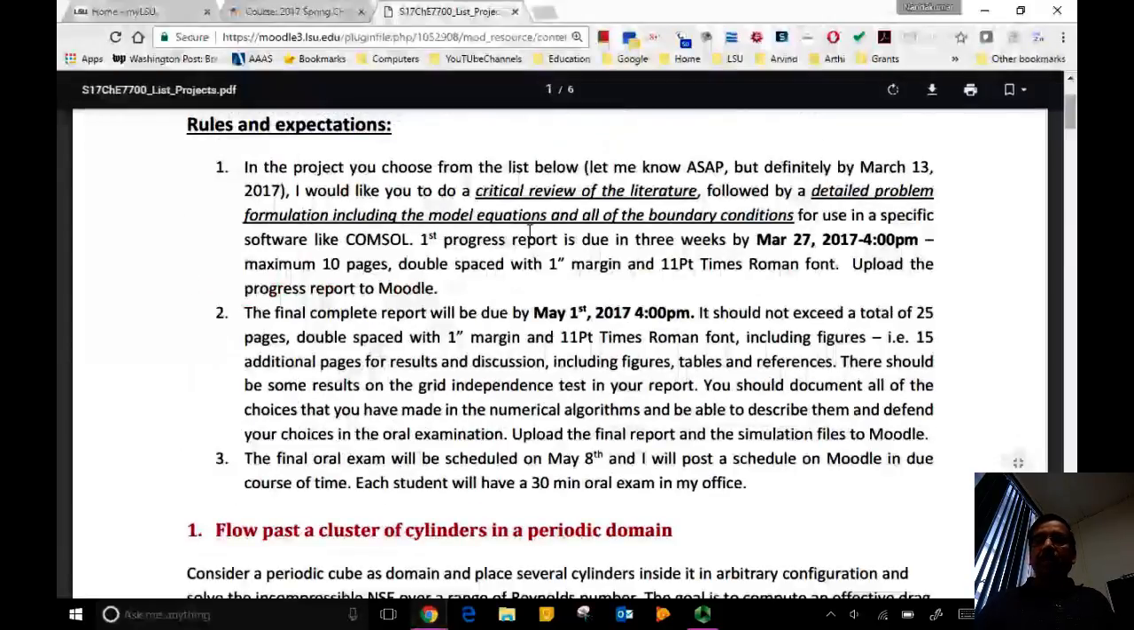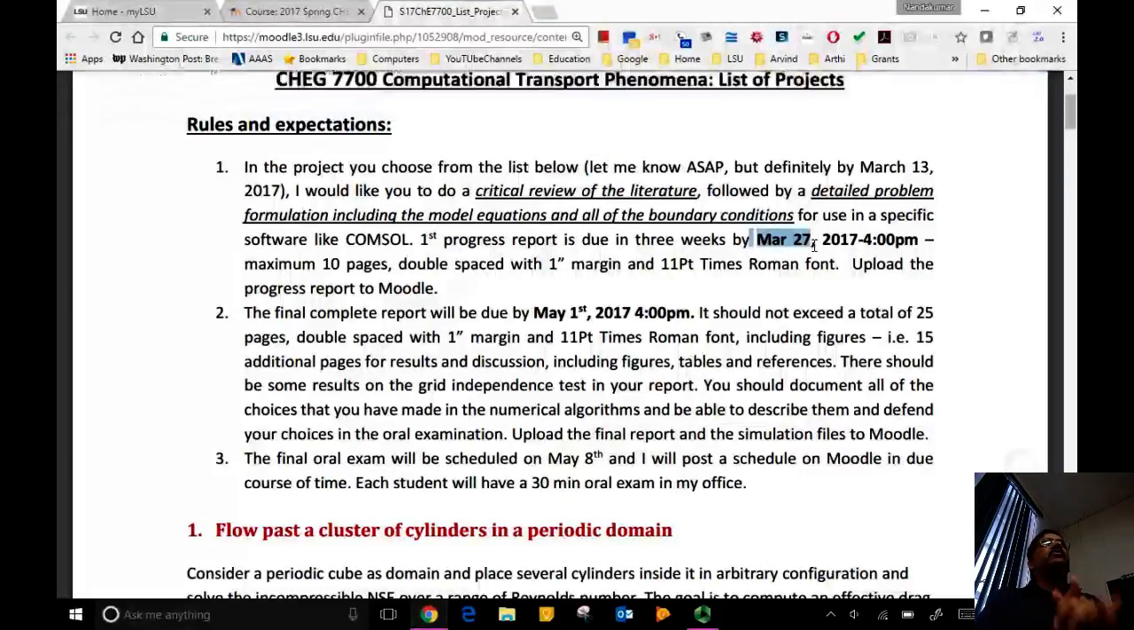About 3 weeks from today, that is March 27th, I would like to get a progress report from you. That progress report should be 10 pages maximum, double spaced. The fonts and everything are given there. It should include a critical review of the literature in the particular problem that you have chosen.